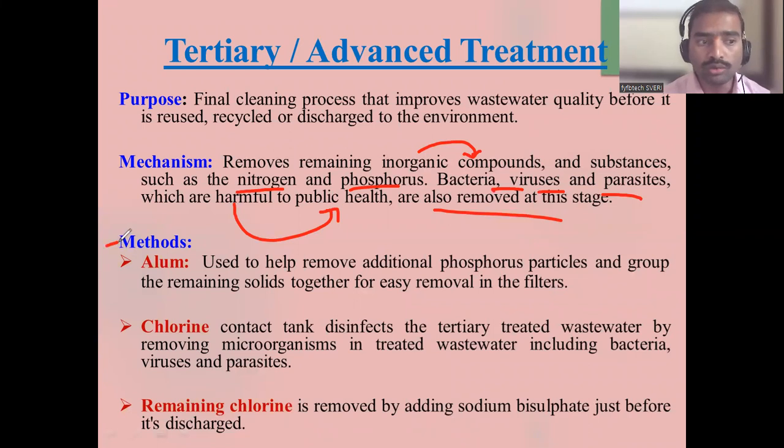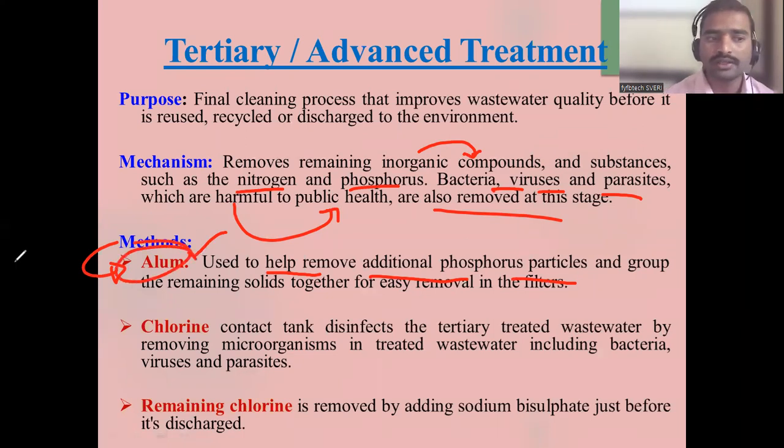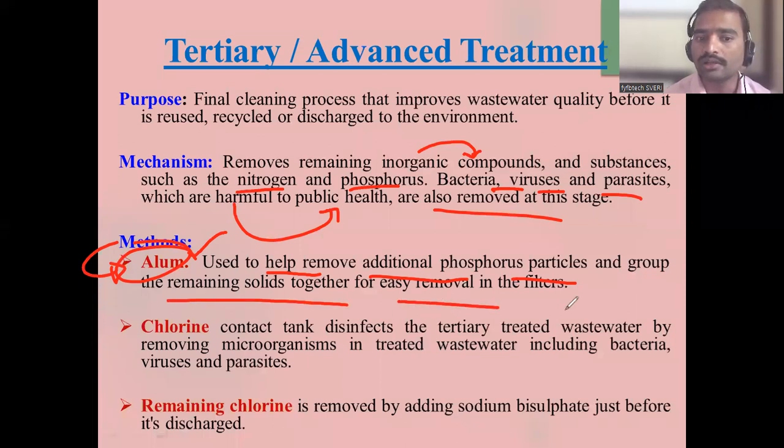Okay, methods of how to remove these. First one is by adding alum. So from the secondary treatment, the wastewater that comes out, we add alum to it. So what will happen by adding the alum? It will remove additional phosphorus particles. Whatever phosphorus particles are present in the wastewater will be removed by the alum, and it groups the remaining solids for easy removal in the filters. If there are any other solid particles present, they will also be removed by the alum.